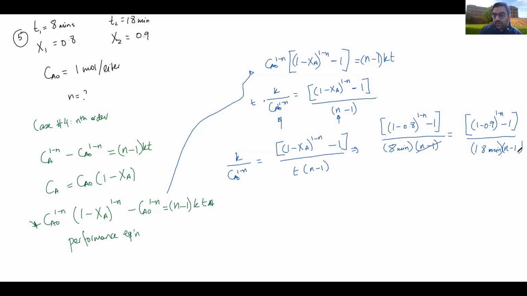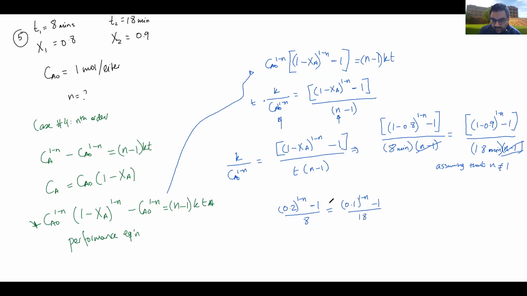n minus 1 cancels with n minus 1, assuming that n is not equal to 1, right? If this ends up being a first order reaction for some reason, then this algebraic manipulation is wrong. Anyways, let's take it here. So 1 minus 0.8 is 0.2, to the 1 minus n, minus 1, divided by 8, is equal to 0.1 to the 1 minus n, minus 1, divided by 18.